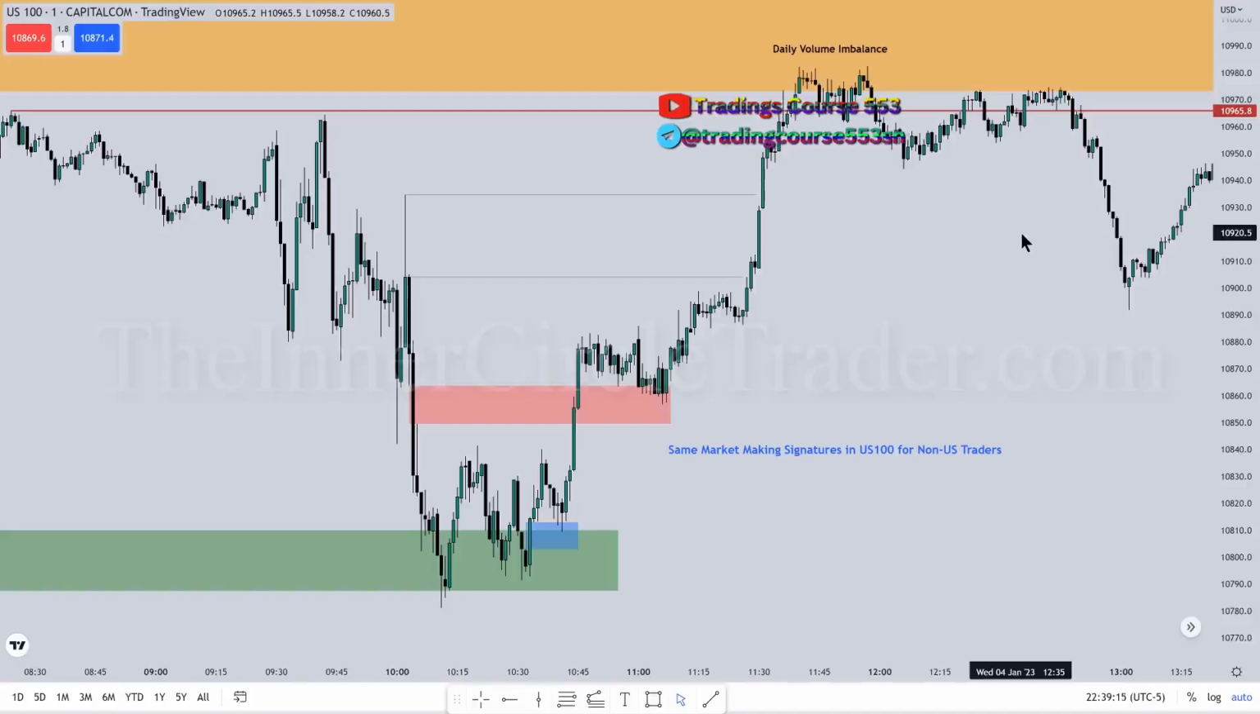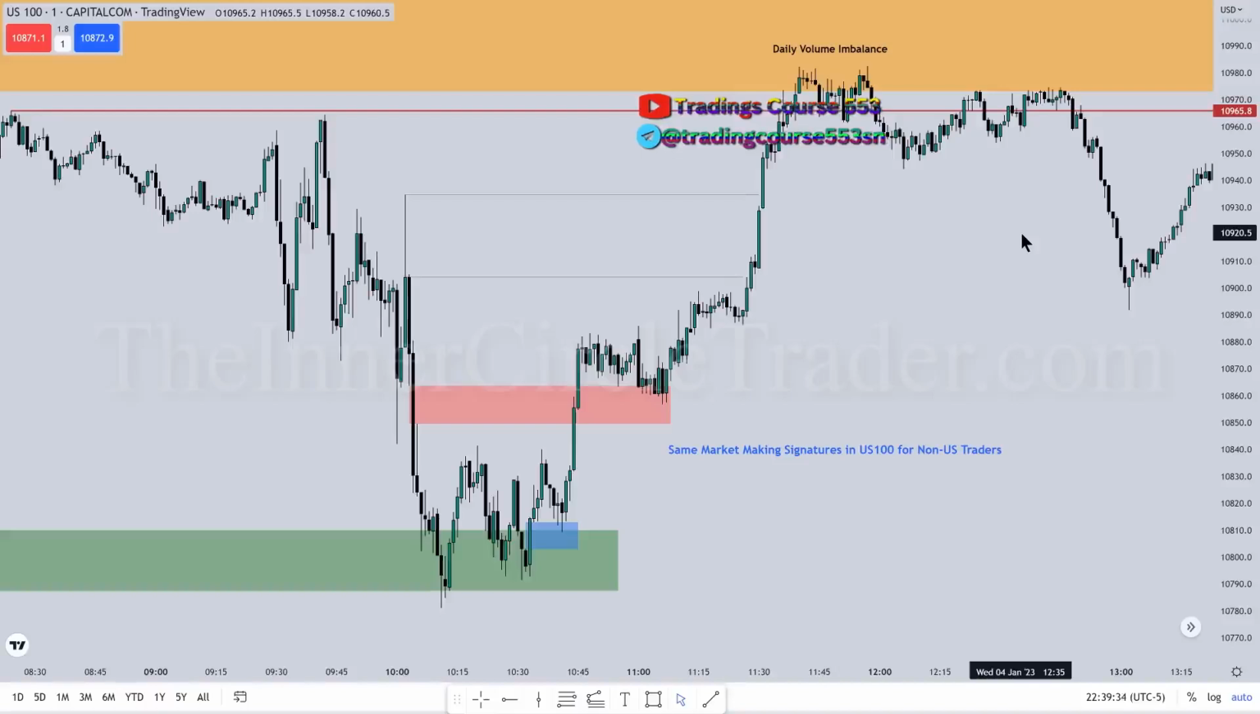Okay, so same market making signatures in the US 100 for non-US traders. So don't feel like, oh, you're not doing Forex, ICT, you don't love us anymore. You can trade with your Forex broker and trade the US 100 or the US 500. It's tracking very close to, it won't be the same price, but it's tracking the same behavior. We'll say it that way.